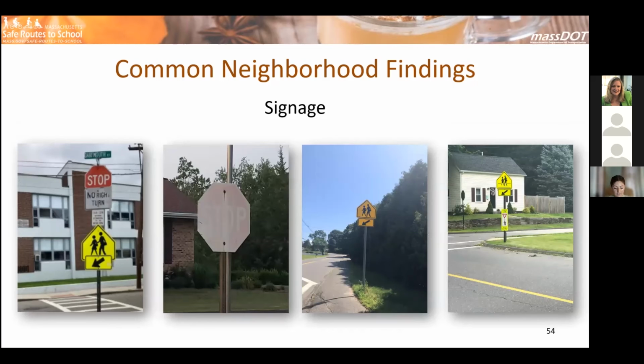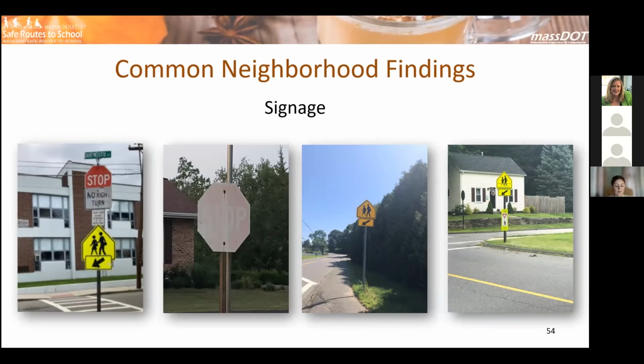Signage is another big factor to look out for. Are there poles that have too many signs on them where it's overwhelming to read, like the first image you see here? Your eyes don't know where to look first. Are the signs outdated, old, warped, or faded, like the stop sign in the second photo? Are the signs regulatory or informational?